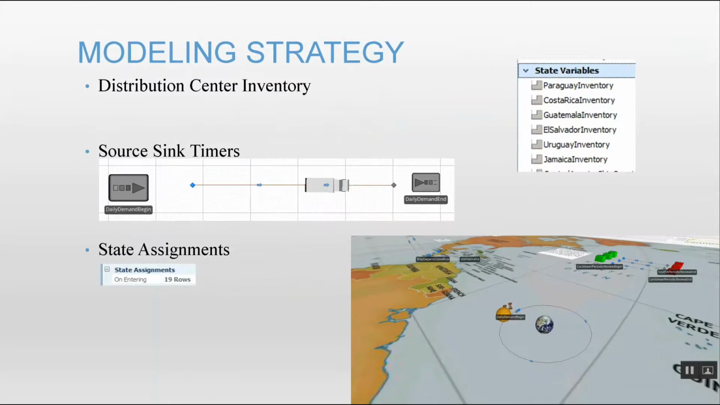Our model focuses on altering state variables, starting out with adding inventory when a ship arrives and subtracting daily demand. To do this, we incorporated source sync timers into our model. The one shown is a daily timer that triggers 19 state assignments, most of which are subtracting, adding, or counting inventory at all distribution centers. In the model, this is depicted using an outdated animation of the sun revolving around the Earth, which is shown in the bottom right.